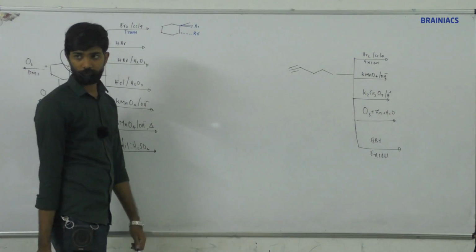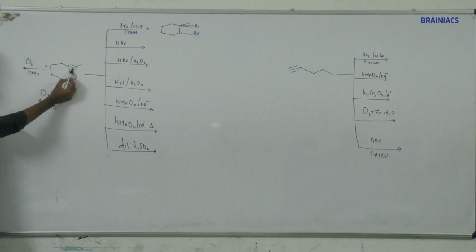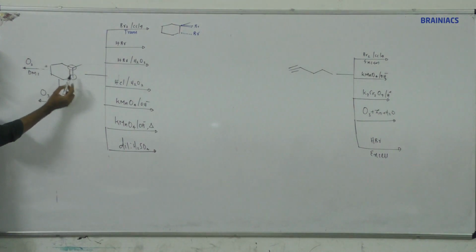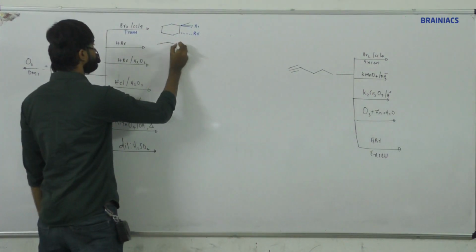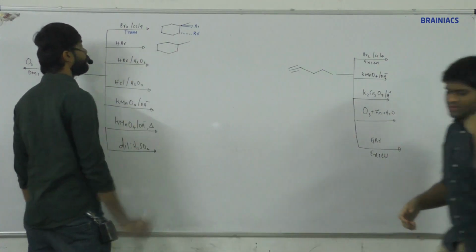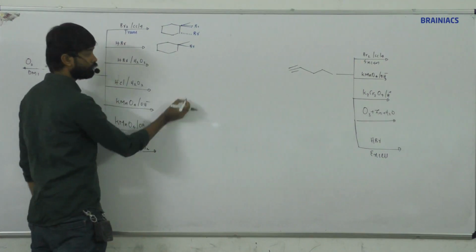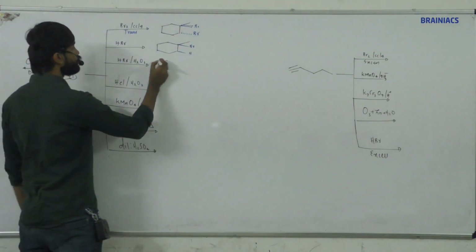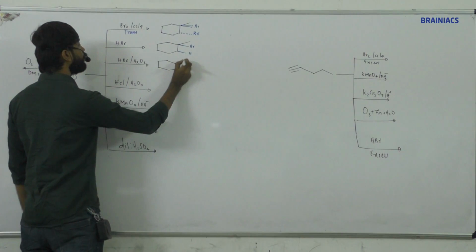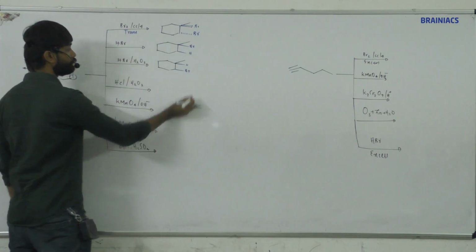HBr, Markovnikov addition, right. Which one is the carbon with the lesser number of hydrogens? Here there is no hydrogen, right? 1, 2, 3, 4 valency, so no. Here we have 1 hydrogen. So the negative part goes to here and the hydrogen will be here. Next, HBr in H2O2, which follows anti-Markovnikov addition, where the hydrogen will be here and bromine will be here.